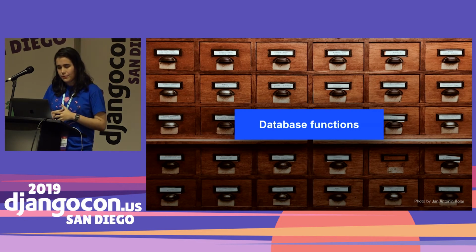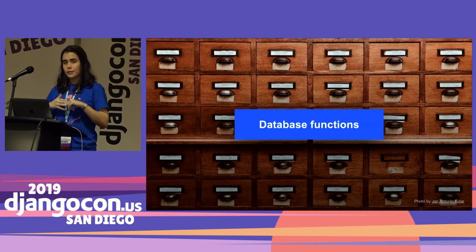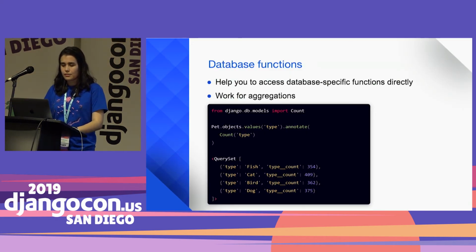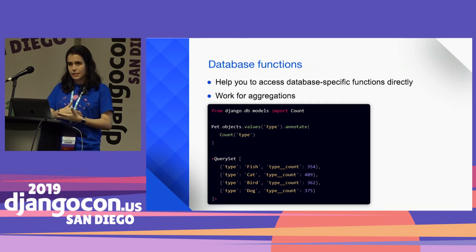We've seen how to create filters, how to access and do operations with different fields, and now we're going to learn how to manipulate data with database functions. There are basically some abstractions to help us access database level functions directly, as the name suggests. So for example, to count how many pets we have in our system, how many pet types, we have to use a function called count in an annotation.